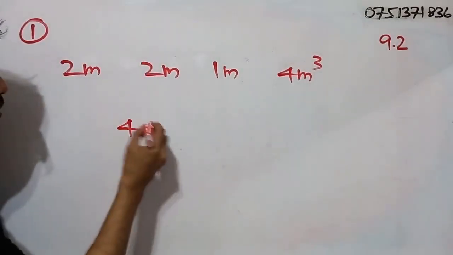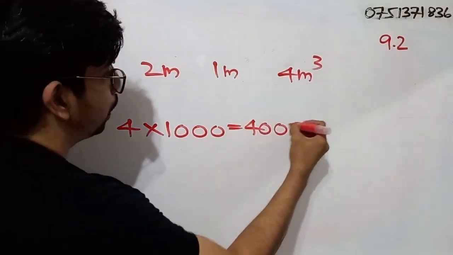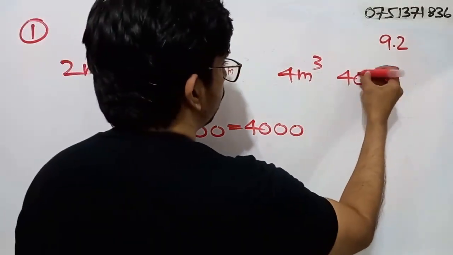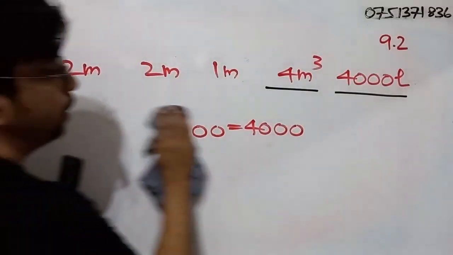Liters. So what do we have to do? We have to multiply 4 by 1000. So we get 4000. So this should be 4000 liters. Right, so these are the two spaces that we need to fill.